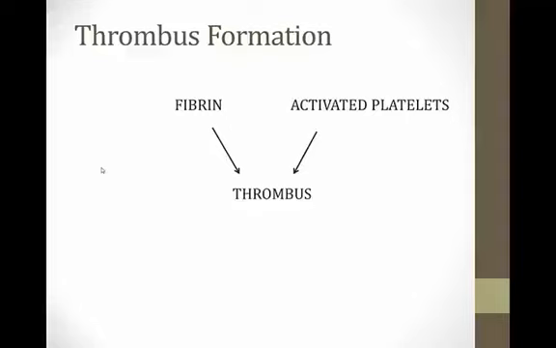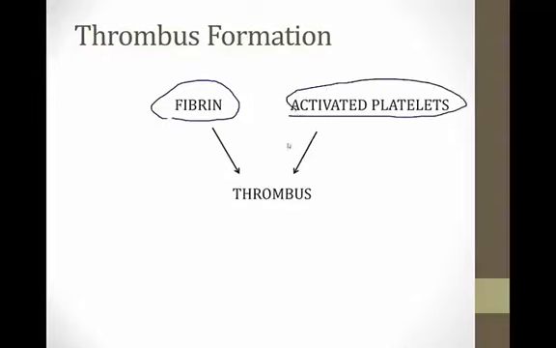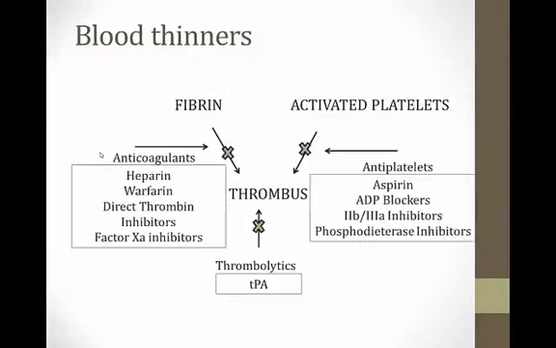Now, in order to form a clot, you need two important ingredients. First, you need fibrin, which comes from the coagulation cascade, and second, you need activated platelets. And these two ingredients mix to form a thrombus. And we have drugs that work on both elements of the thrombus. So anticoagulants, which are sometimes also called blood thinners, are drugs like heparin, warfarin, direct thrombin inhibitors, and factor Xa inhibitors. And they all blunt the formation of the fibrin component of the thrombus.